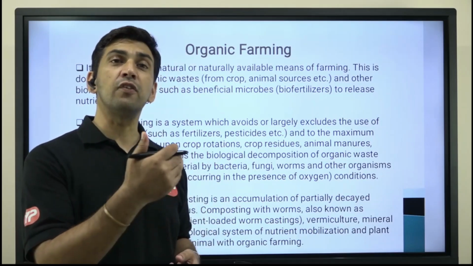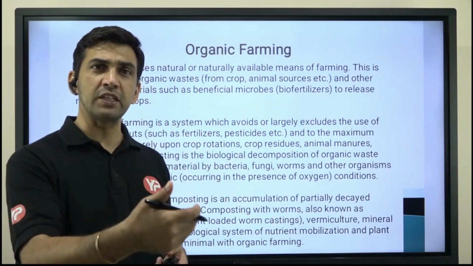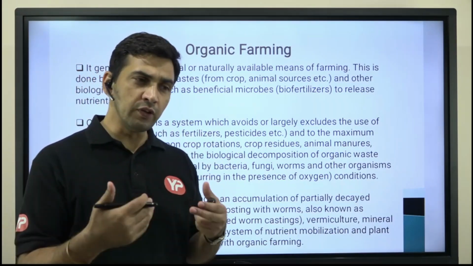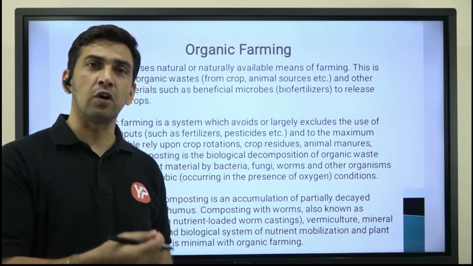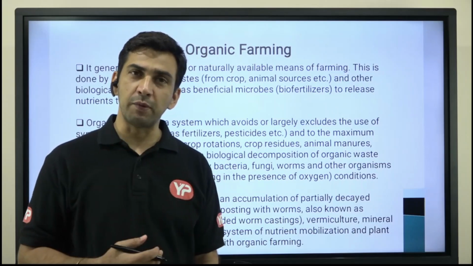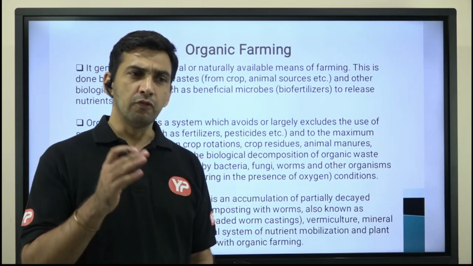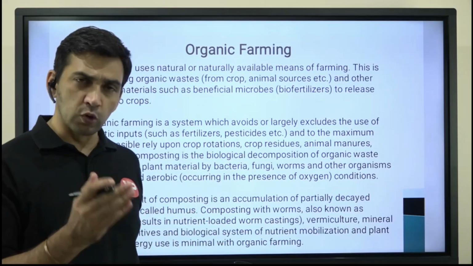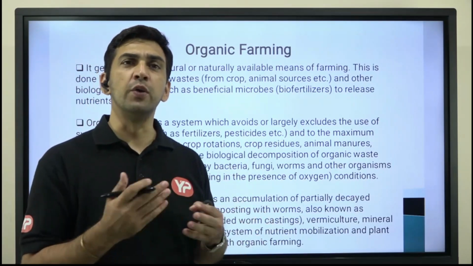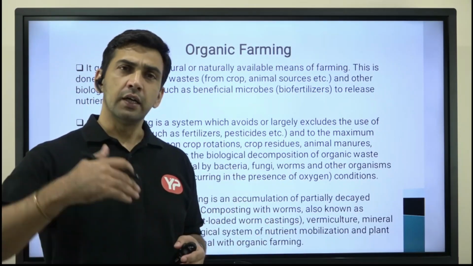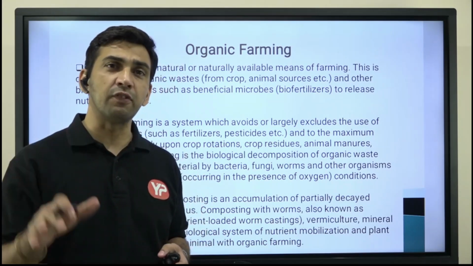But in case of organic farming, instead of making use of those chemical based fertilizers and pesticides, we will make use of naturally available means of those. For example, it may be fertilizers or pesticides. At the same time, we will adopt an approach or practice which will support the soil nutrients, right? So that the overall dependence on these chemical fertilizers and pesticides will decrease, right?